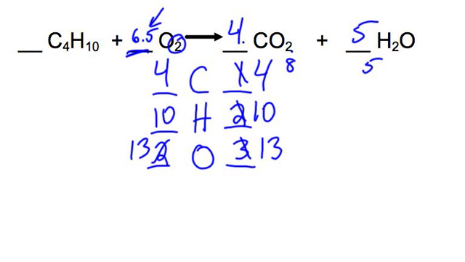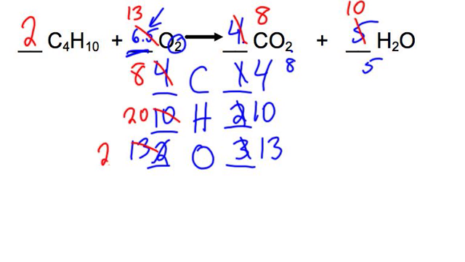So now that the equation's balanced, I'm just going to get rid of the decimal. So again, I'm just going to double everything. I'm going to make this a 2. 6.5 becomes a 13. 4 becomes an 8. 5 becomes a 10. And I can go through and do my inventory. This will be 8 carbons, 20 hydrogens, 26 oxygens, and the same thing will be on the other side. It's still balanced. Just make sure you always multiply by the smallest number possible. If I multiplied by 4 across the board, it would still be balanced, but again, it wouldn't be reduced.